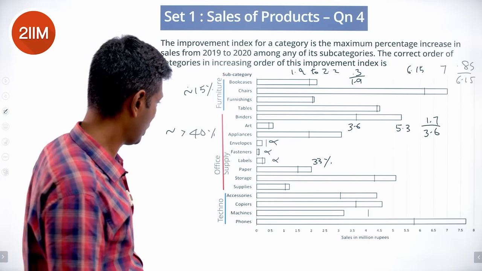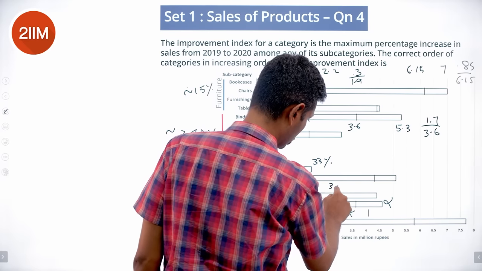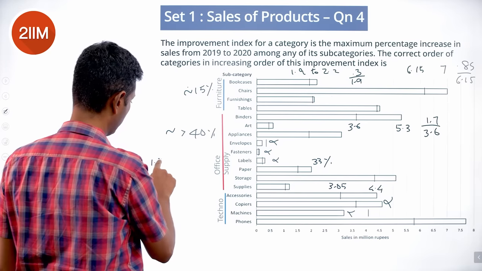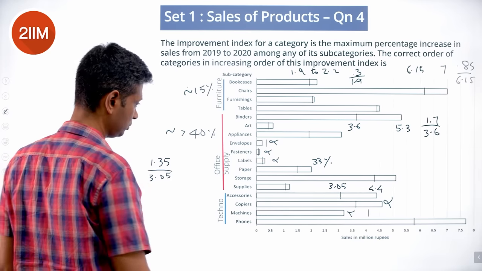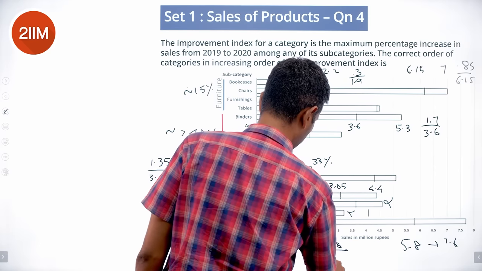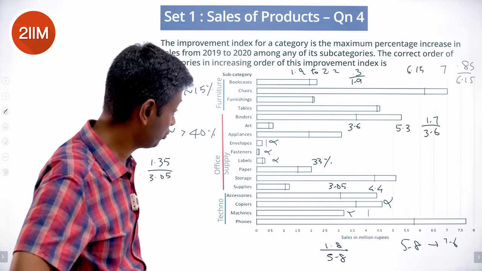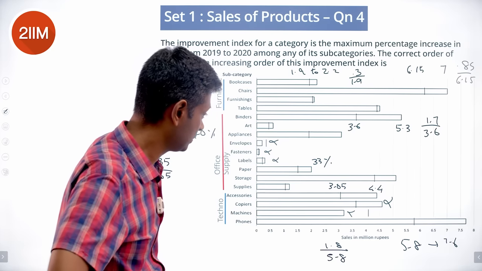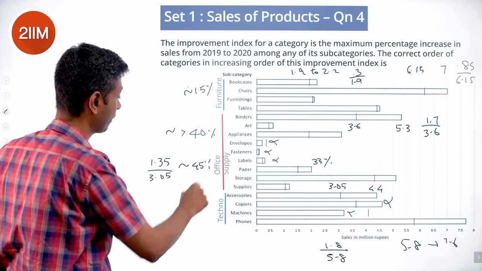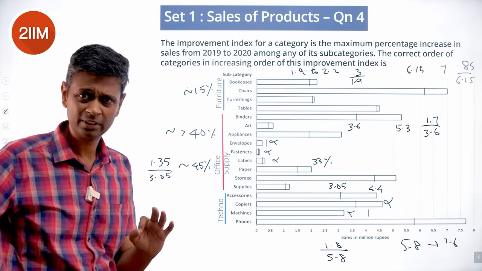Accessories. So this number is less than this. I can eliminate this between these two. So in this, we are going from 3.05 to 4.4. So 1.35 by 3.05. Here we are going from 5.8 to 7.6. 1.8 by 5.8. This chunk is bigger, definitely. 3.05 to 4.4 is a sharper switch than this. So 1.35 by 3.05, 1.35 by 3 is roughly 45%. 1.7 by 3.6 is also high. The smallest is furniture. Then come these two.